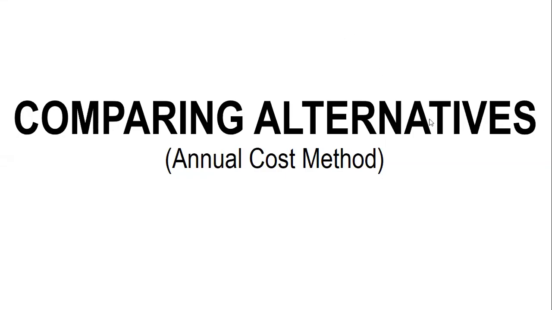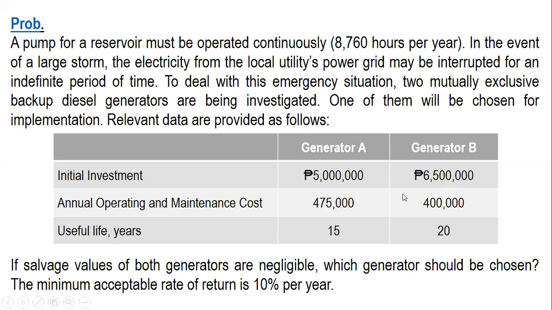In this video, I'm going to solve a sample problem on comparing alternatives using the annual cost method. So here's the problem. A pump for a reservoir must be operated continuously. That is 8,760 hours per year.